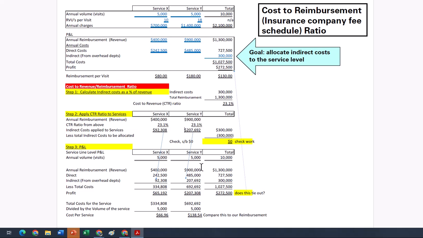And then we set up our P&L the same way. We have our reimbursement for X and Y, we have our direct costs for X and Y, we take our indirect costs as allocated, we come up with a P&L for each one. Again, we do our checks. Does it tie out? Does this tie to that, etc.? And then we take our total cost divided by volume. In this case, we get $66.96 for X and Y, $138.54.